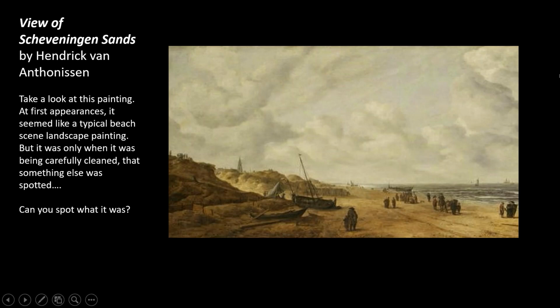This next painting is called Scheveningen Sands and it's by Hendrik von Antonissen. Now take a look at this painting. At first appearances, it seems like a typical beach scene landscape painting.